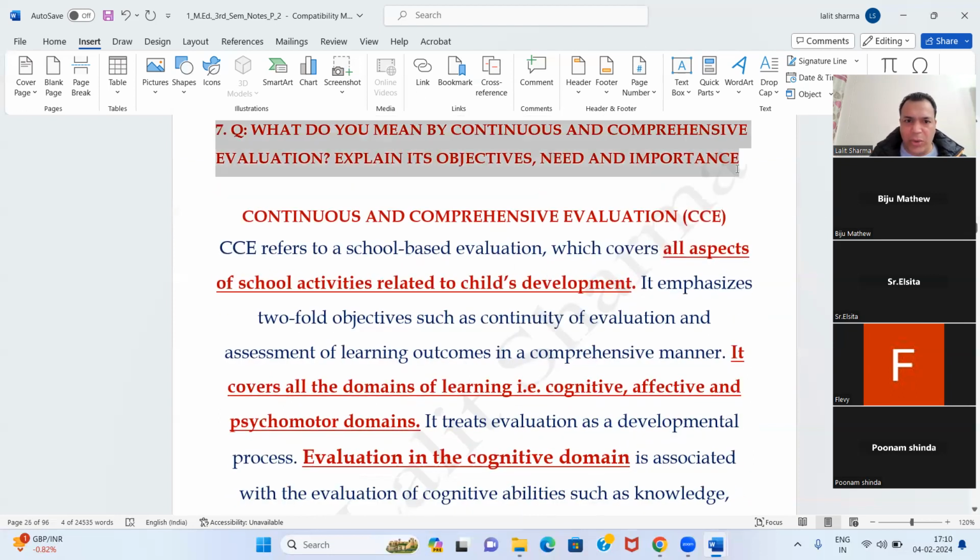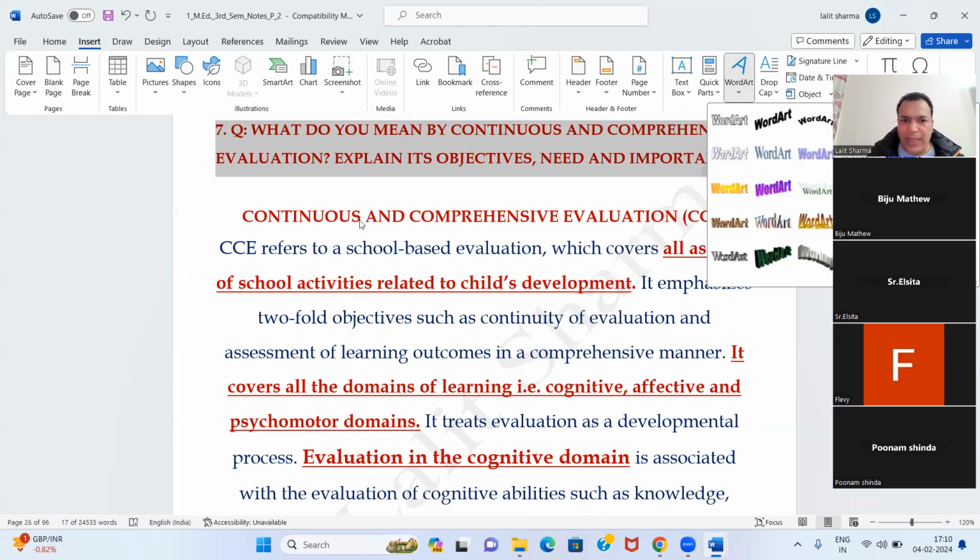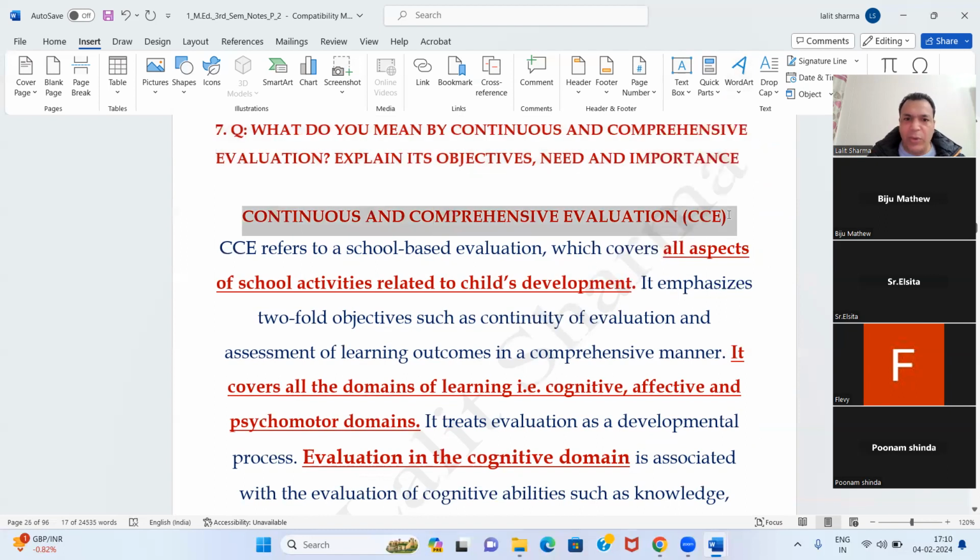Seventh questions we do, long questions. What do you mean by continuous and comprehensive evaluation? Explain its objective, need and importance. Right? So you have to make the heading. What do you mean by continuous and comprehensive evaluation?